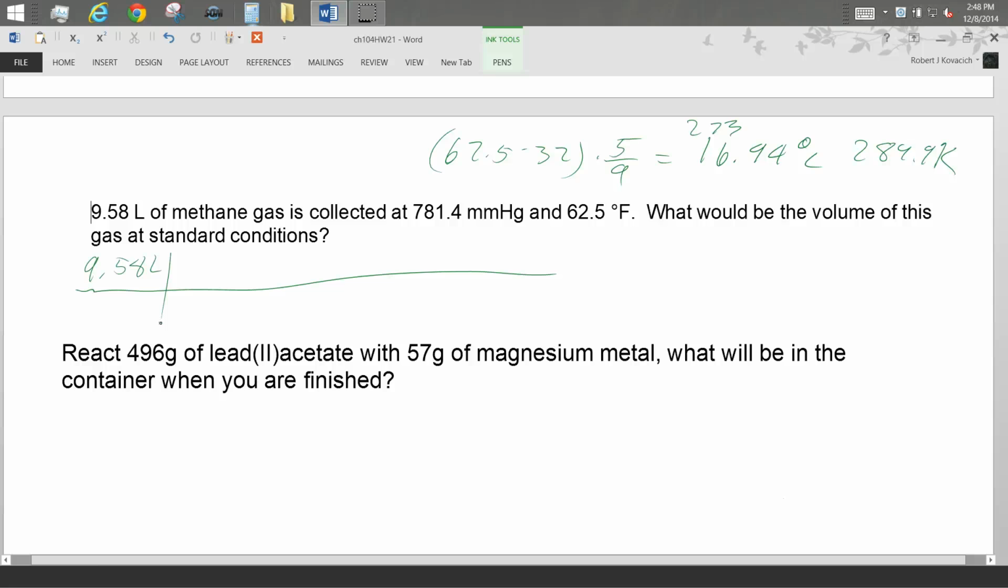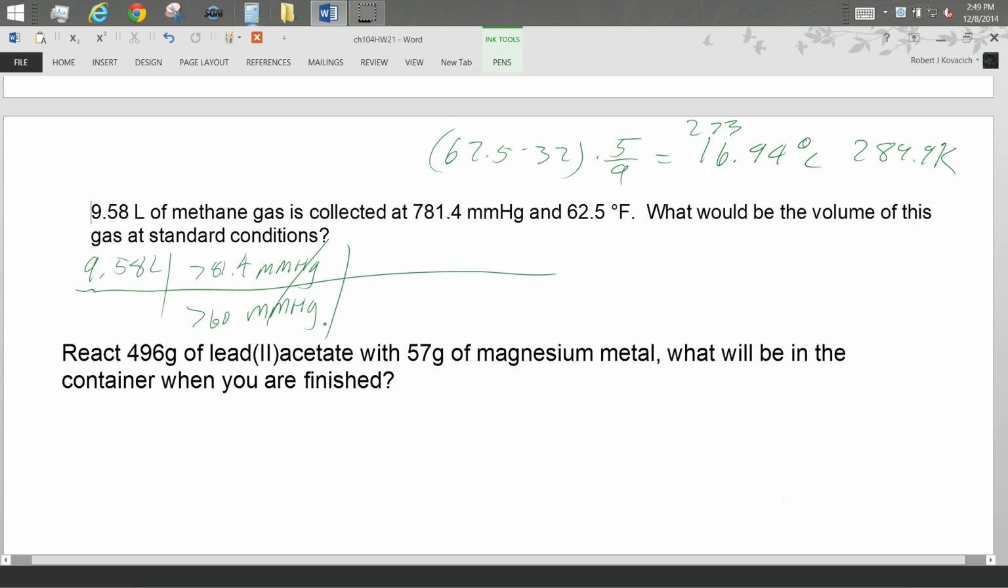The pressure went down, so I'm not pushing on the gas as hard. So what is it going to do to its size? It's going to get bigger. So I need to write 781.4 millimeters of mercury and 760 millimeters of mercury in the denominator. That way the pressure units are going to give me a larger liter unit, because I know that this change in pressure would cause this to get larger.